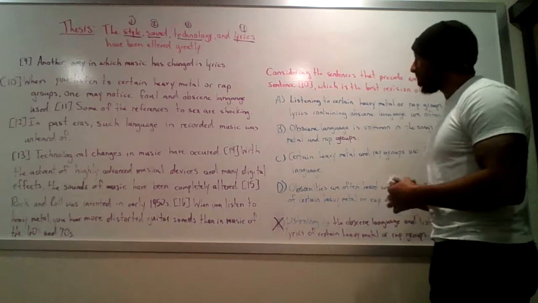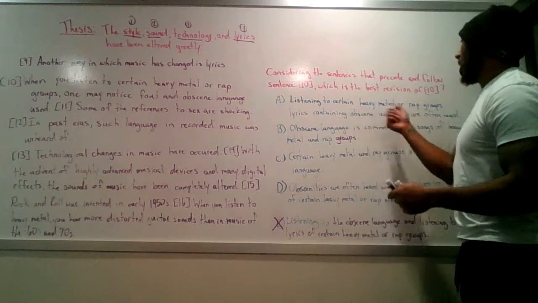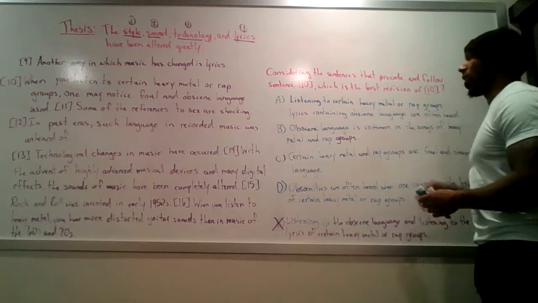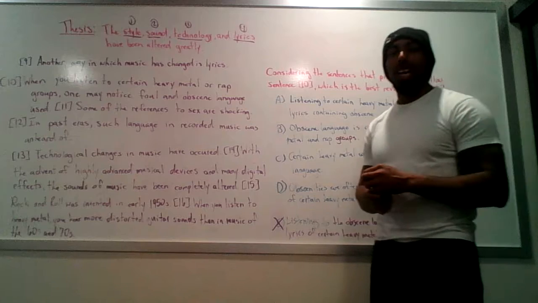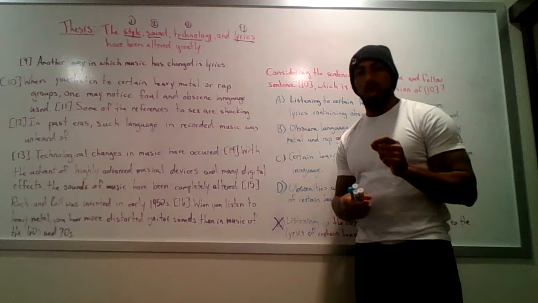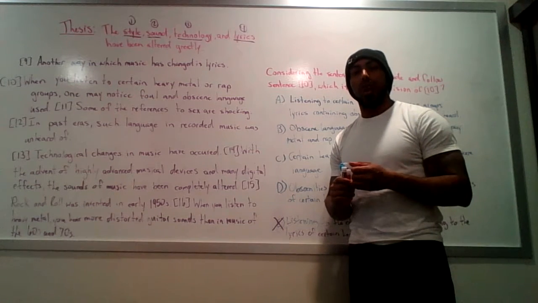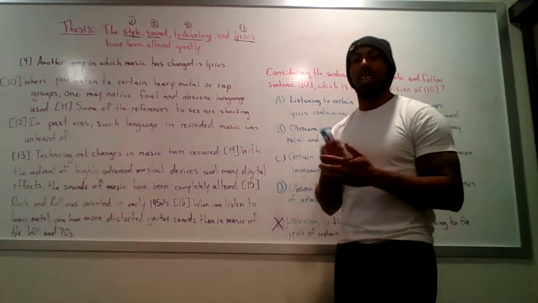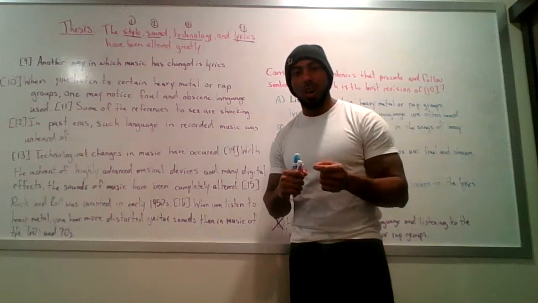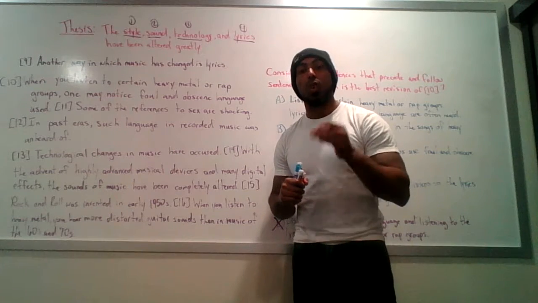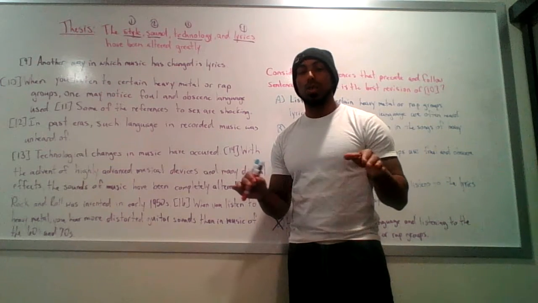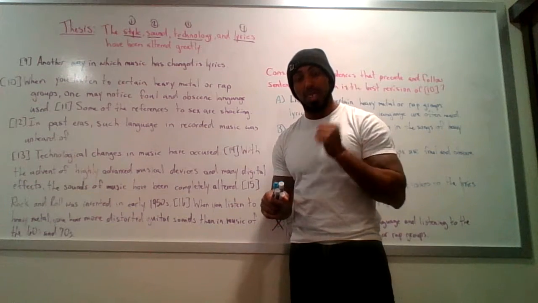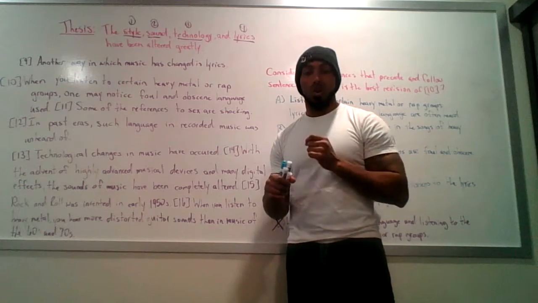Now let's take a look at A. Listening to certain heavy metal or rap groups, lyrics containing obscene language are often heard. Now, the problem with A is it's a little too wordy. A good thing to keep in mind when writing or revising an essay is that you want to be very clear and concise about presenting your arguments and the evidence for your arguments. You don't need to be too wordy and go on and on about what you're saying. If you can say it in a more concise and clear way, always go that route.